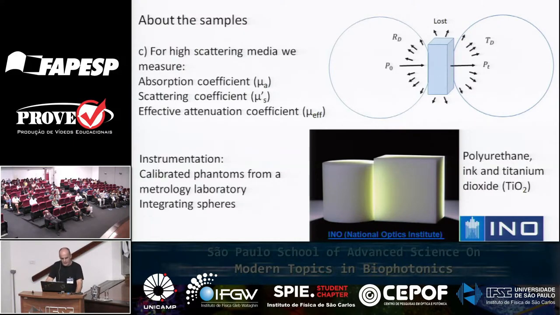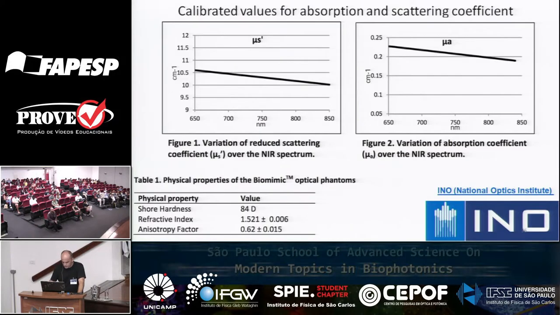What we want with this experiment is to access the absorption coefficient, the scattering coefficient, and calculate the effective attenuation coefficient. With this, we can measure the spectral radiance at different layers of your sample. When you buy this phantom, you are not buying the polyurethane piece. You are buying calibrated values for the scattering coefficient, absorption coefficient, and some other optical properties, and you use this information to calibrate your system. After that, you can measure your own samples.